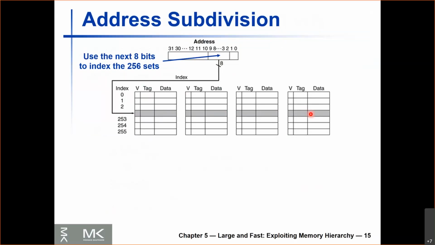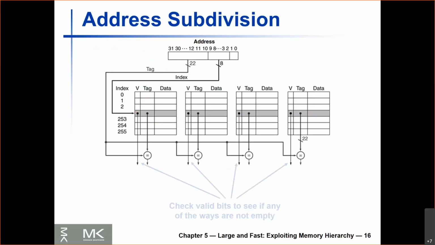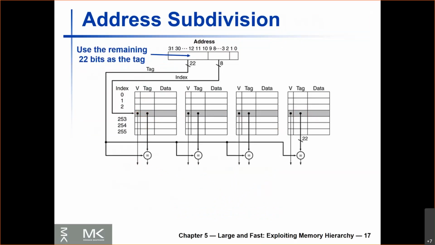Right, exactly. So it's just like we did before. We need to check the valid bit and we need to check the tag. So here we're going to look at the valid bits for all the different ways in my cache, to check whether any of them are not empty. And we're also going to check the tag for all the ways in my cache.